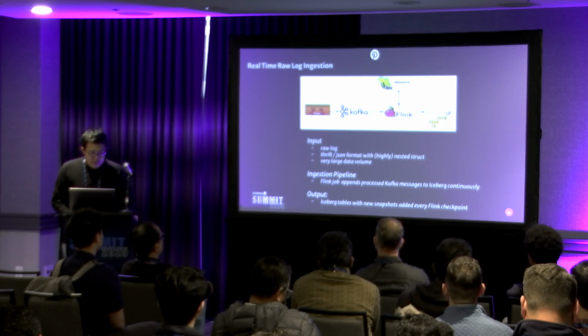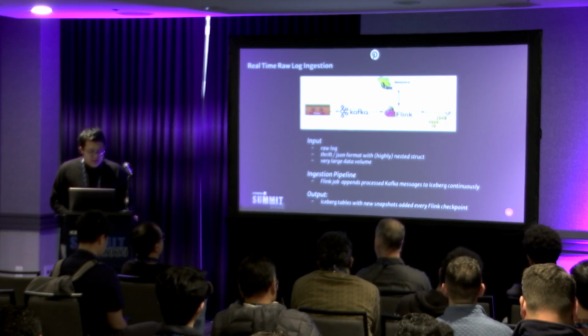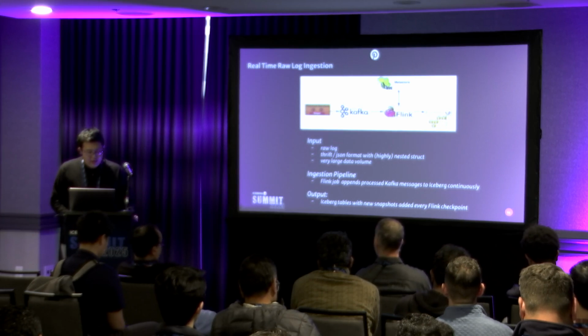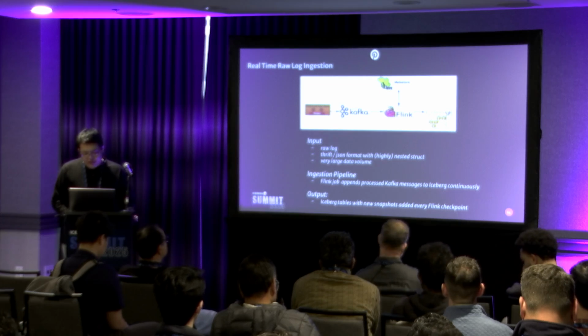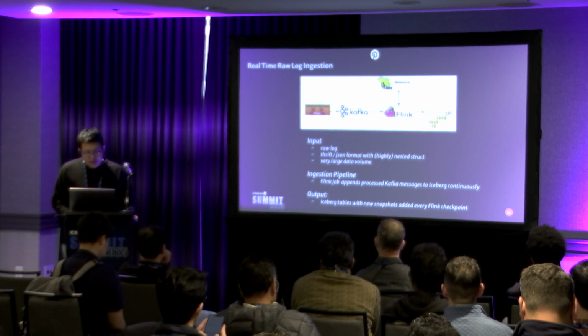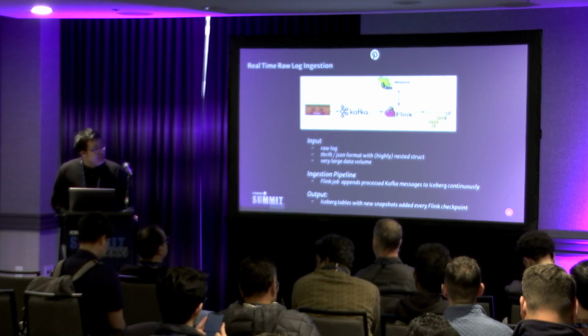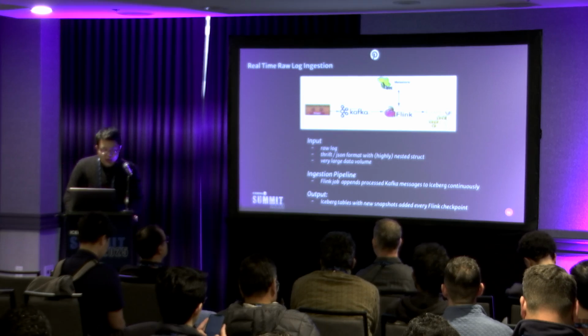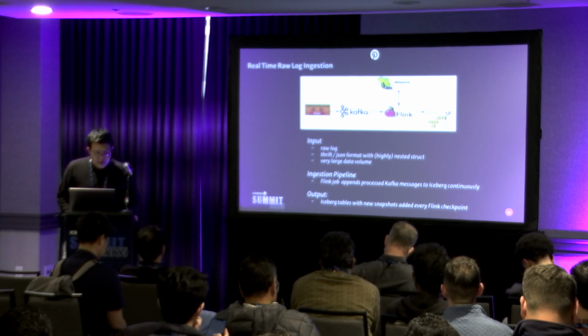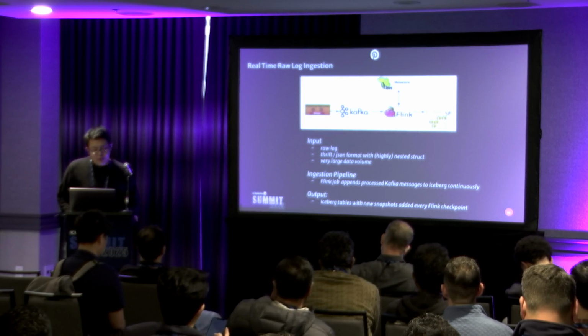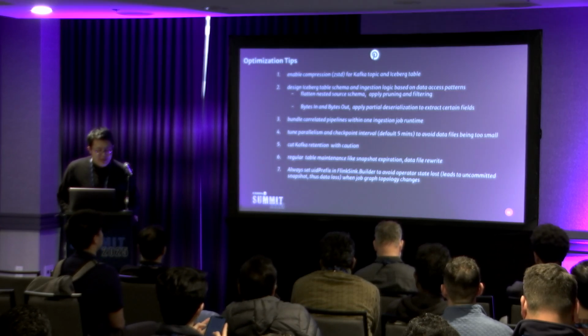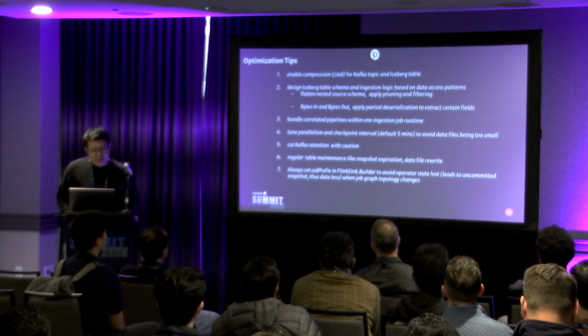And our ingestion pipeline needs to process these Kafka messages. We process the data and append the processed Kafka messages to Iceberg continuously. The output is just the Iceberg table with a new snapshot added every Flink checkpoint. So these are the architectures, and we actually did a lot of optimizations, and we also summarized some common patterns we feel are very important to optimize the data ingestion pipelines.